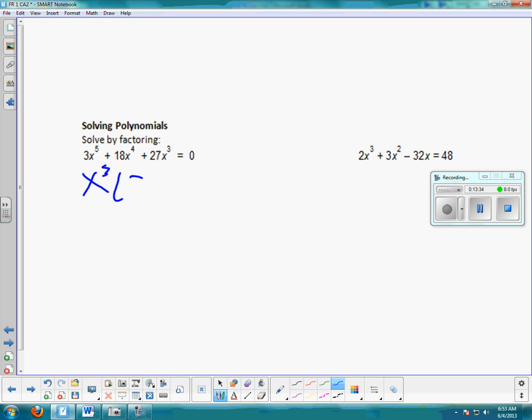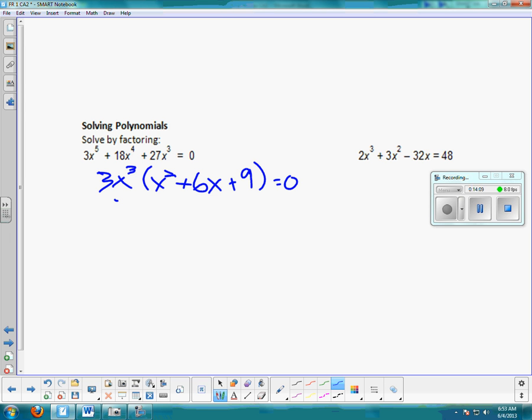Oops, actually, I'm sorry, the greatest common factor actually includes more than just x cubed. It includes the 3 as well. So if I take out 3x cubed, I'm left with x squared plus 6x plus 9 equals 0.